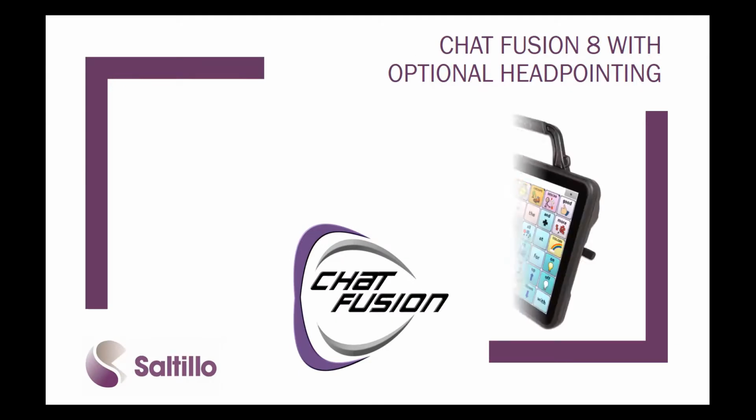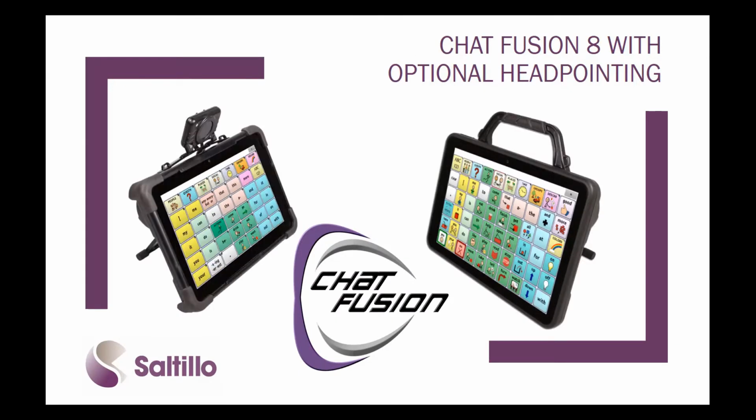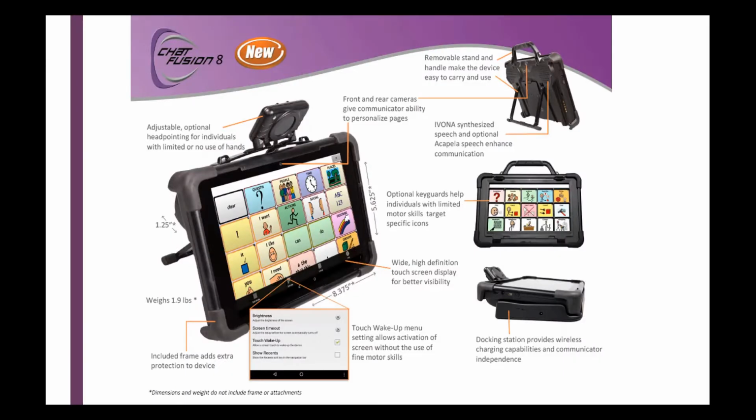Introducing the Chat Fusion 8, offered with optional head pointing. The Chat Fusion 8 is an 8-inch screen, weighs in at 1.9 pounds, offers front and rear cameras, Ivona synthesizer with option for acapella voices. Symbols include symbol sticks as a default and PCS as an option. Chat Fusion provides a wireless docking station and includes a barrel charger that can be used with the docking station or directly on the device.